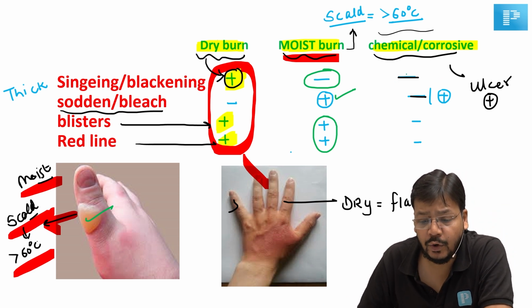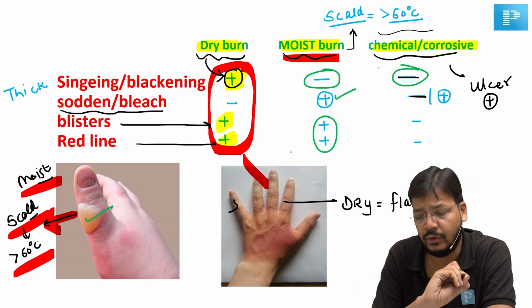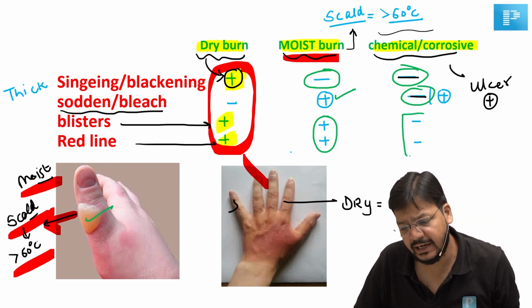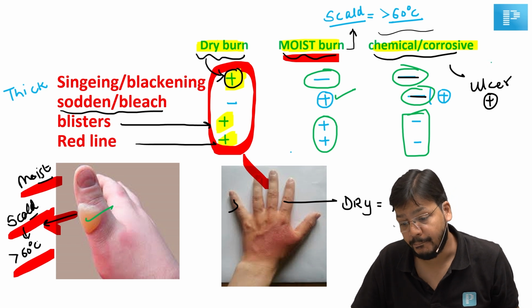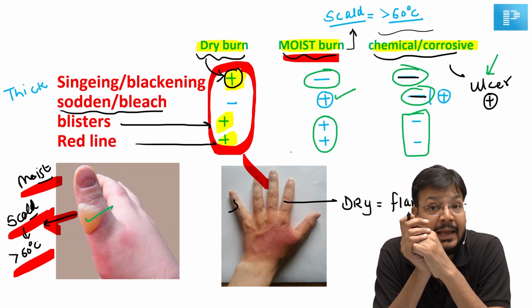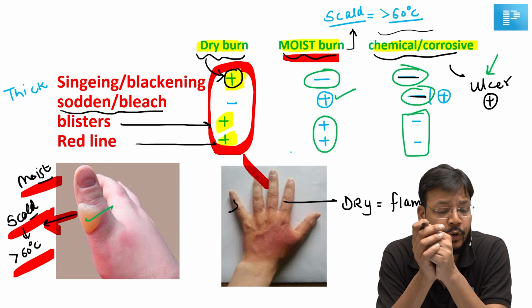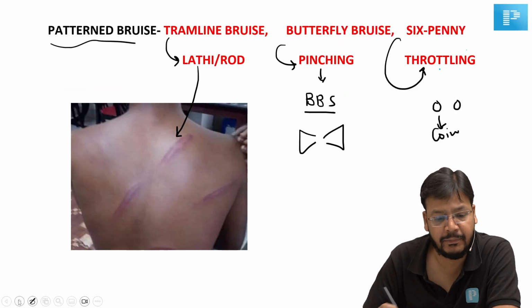In chemical or corrosive burn, no singeing, no blackening, sodening may be present, blister and red line both absent, but ulcer present. That will be a chemical or corrosive burn. Ulcer present in chemical or corrosive burn. So these are the three types of burn.